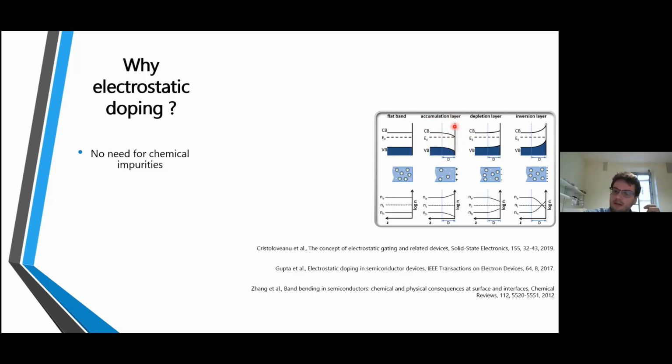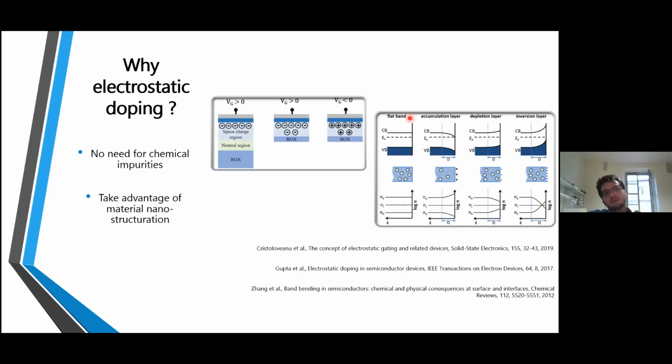This band bending, depending on the relative position of the extrema points of the conduction and valence band in the semiconductor with respect to the Fermi energy level, may lead to the accumulation or depletion of charge carriers in the active channel. I should mention here that this concept of electrostatic doping performs much better when it is applied on nanostructured materials.